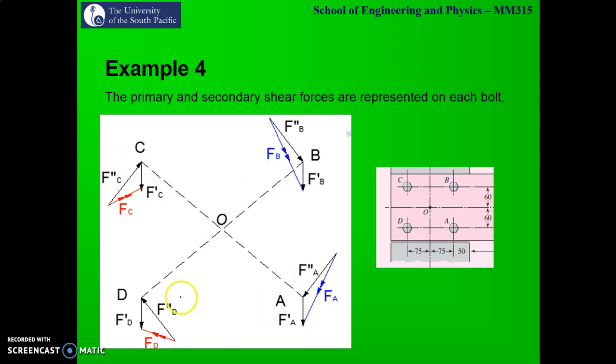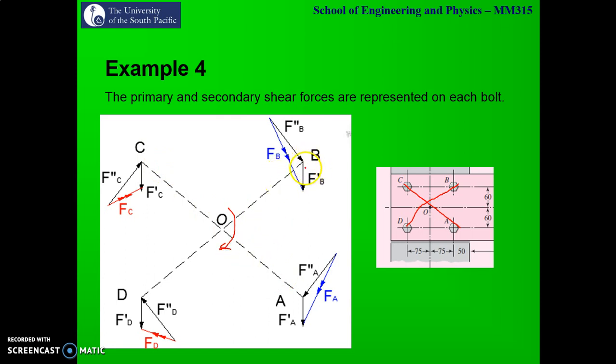This is not drawn to scale. You will draw your bolt pattern, you will draw the location of the bolts, so I, B, C and D, and you will represent both the secondary and primary shear for each bolt. So you've got your bolt pattern. Then you draw this lever arm to get your centroid. This is my lever arm and this is my centroid. I know that the moment about my centroid is in the clockwise direction.